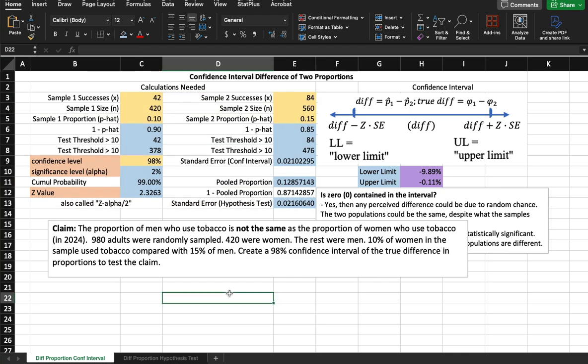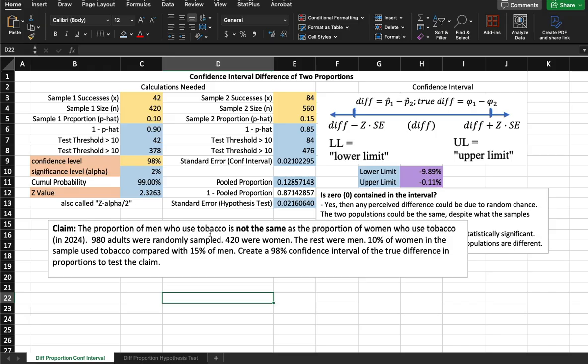Okay, so let's read the claim so that we have an idea of what we're looking at here. Our claim is that the proportion of men who use tobacco is not the same as the proportion of women who use tobacco in a certain year, in 2024.